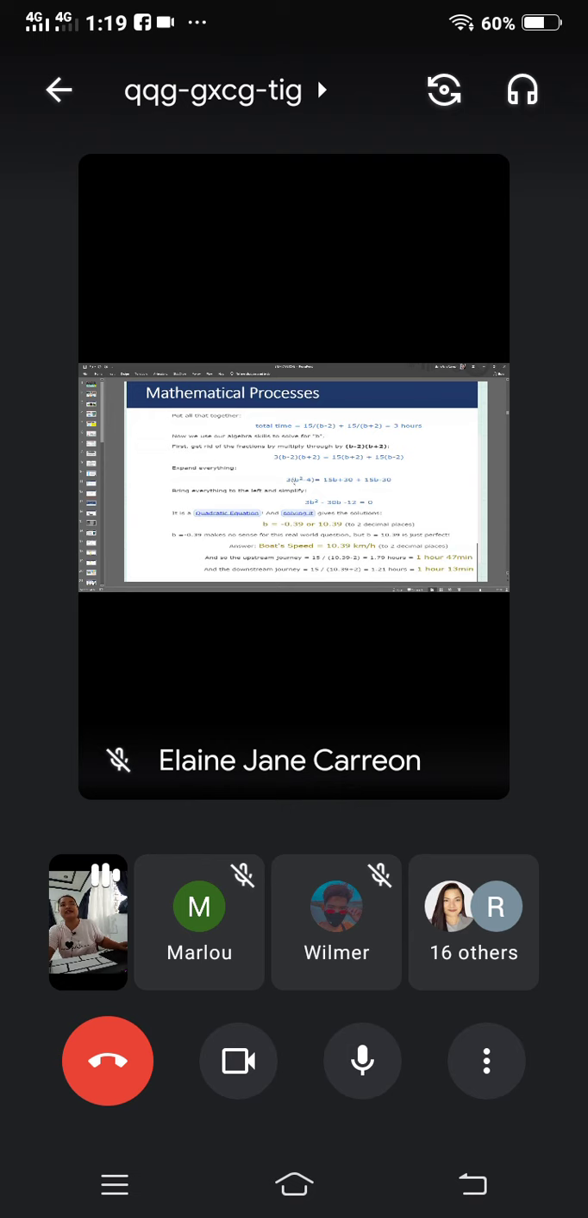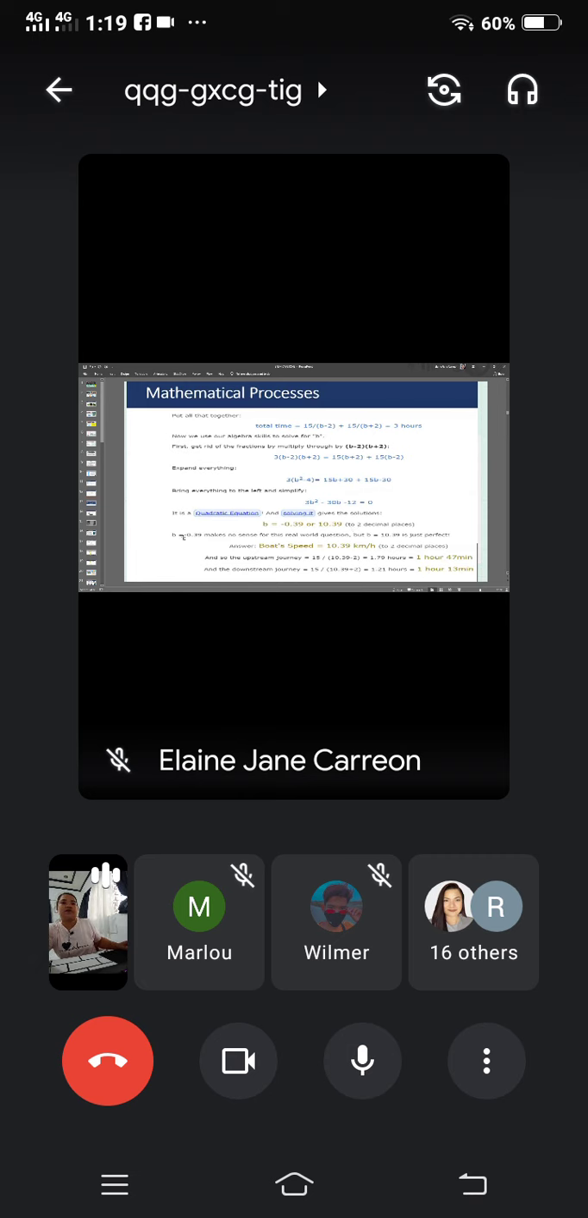So what remains is 3 times the quantity B squared minus 4. We had a difference of 2 squares here. It is equal to 15B plus 30 plus 15B minus 30. Bring everything to the left and simplify. So it will become a quadratic equation. Now solving it, the value of B will be negative 10.39 or positive 10.39.